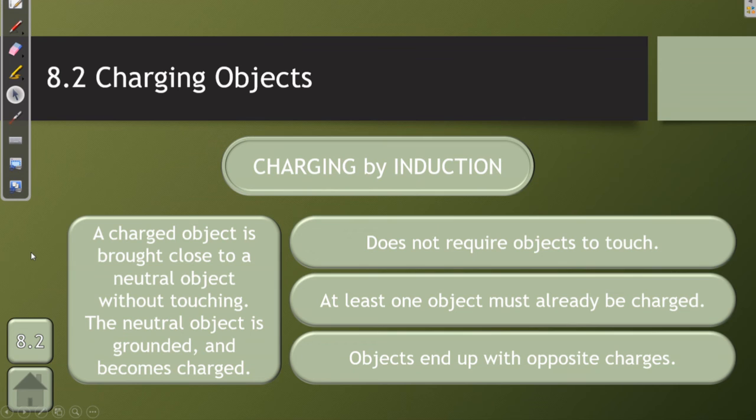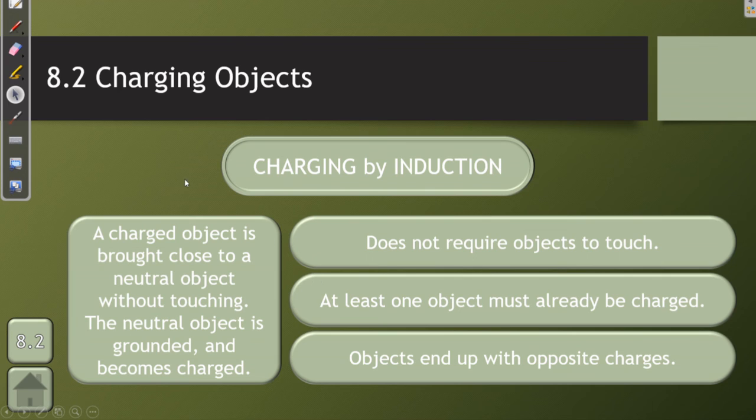The last method of charging is called induction. Now, induction is a method of charging where the two objects don't actually have to touch. That's how it's different from charging by friction and charging by conduction. No actual contact is required. Now, like with conduction, one of the objects must already be charged. But what happens is that as you bring the two objects together, the second object is grounded.